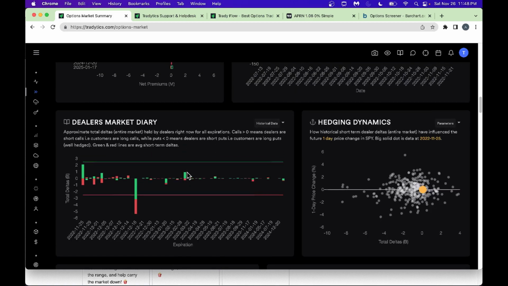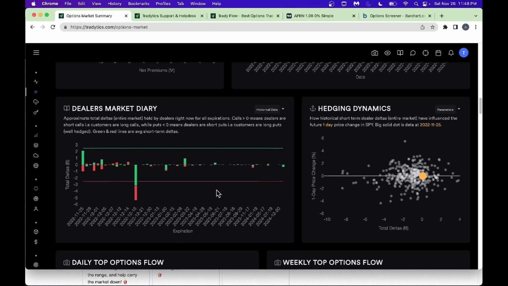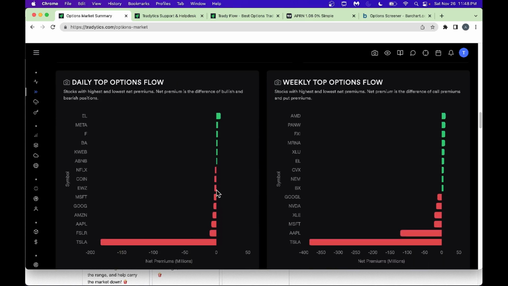And I love the market diary here. This also kind of gives a good idea, but right now there is nothing to be alarmed about, as you can see here. Nothing to be alarmed about right now.